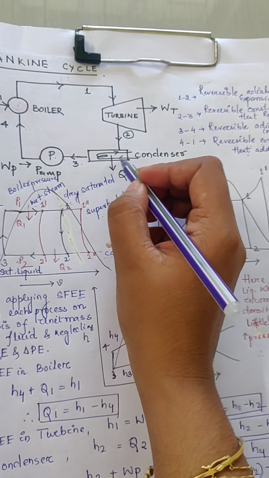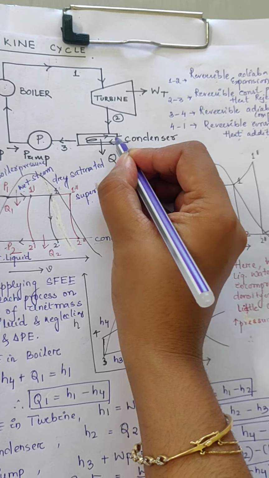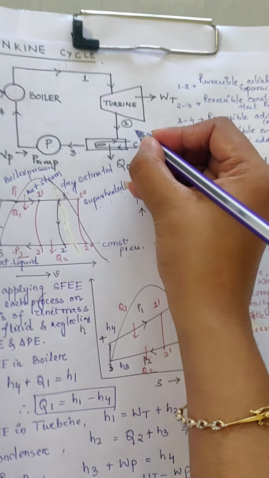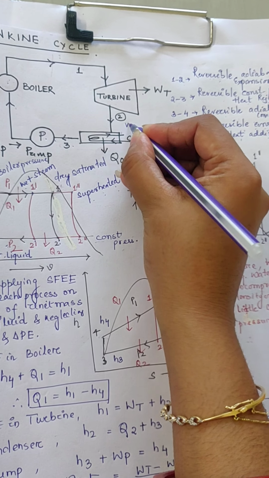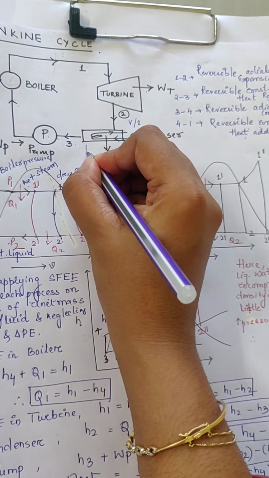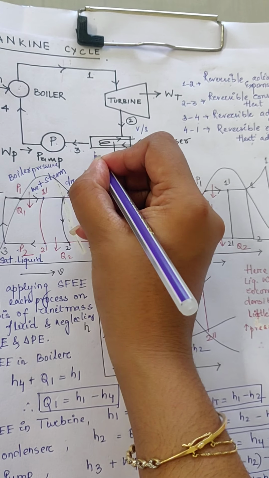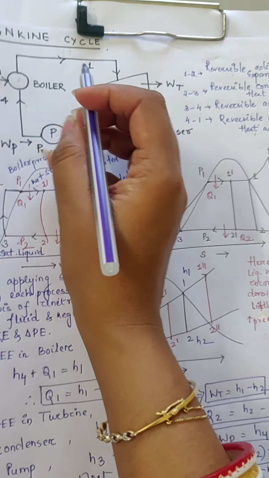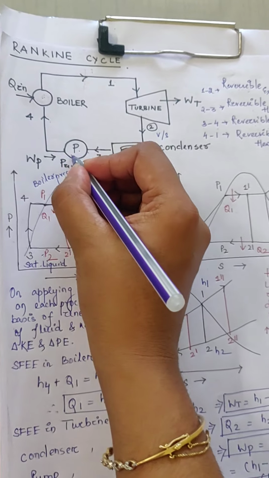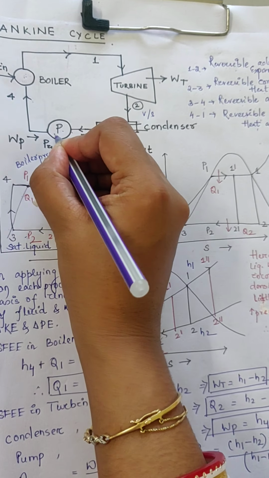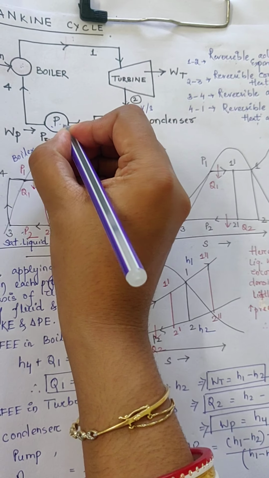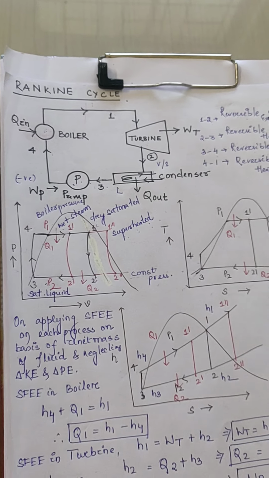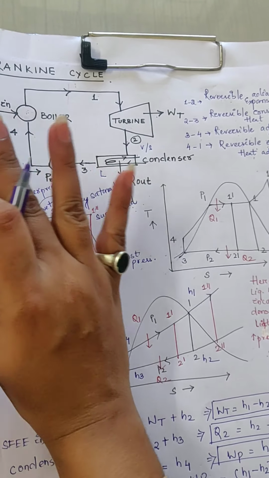In the condenser you can see that it acts as a heat exchanger because it rejects heat, so that the phase of the vapor or steam can be converted into liquid. This liquid will again be transferred to the pump, which helps in pumping the water to the boiler. While pumping the water, work is done on the pump. That's why the work done on the pump is taken as negative, because we all know that work done on the system is always negative.